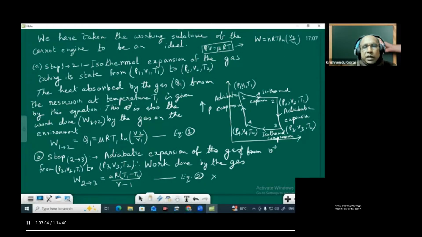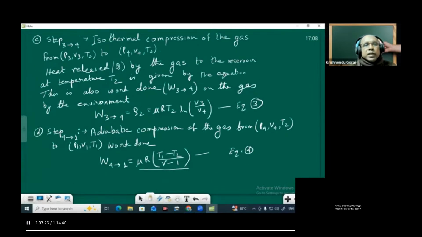Therefore, this is the work done by the gas in the adiabatic process. I already told you. You see this one is for isothermal, and for adiabatic it is mu R (T1 minus T2) by (gamma minus 1). In the previous class, we discussed this adiabatic expansion, right? This is the second case. And the third case, step 3 to 4, again isothermal compression of the gas from P3, V3, T2 to P4, V4, T2. Here also in 3 to 4, we get Q2, and that is mu R T2 ln V3 by V4.